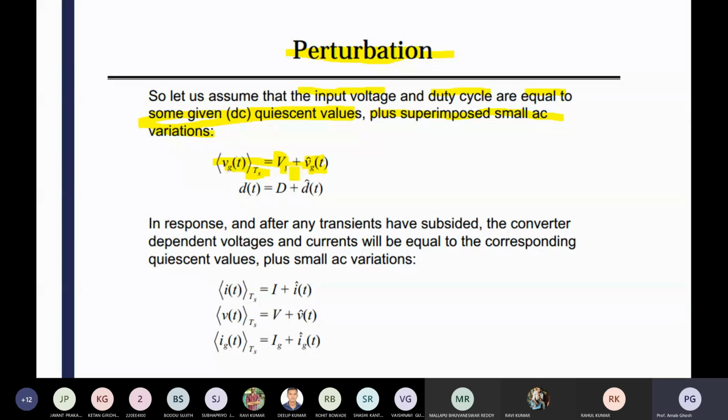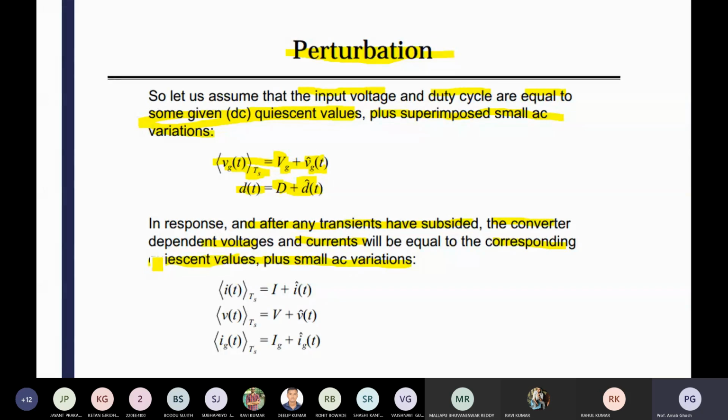So your total average value is equal to that. Similarly for VG, the input voltage, and d(t), your duty cycle, again it has some constant value plus small variations. In response, after any transient has subsided, the converter voltages and currents will be equal to the corresponding quiescent value plus small signal variation.